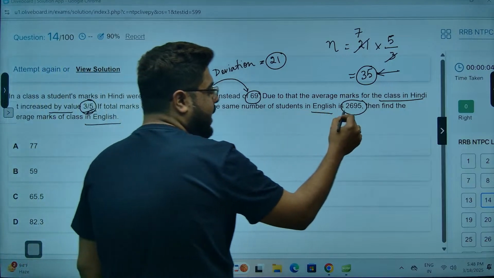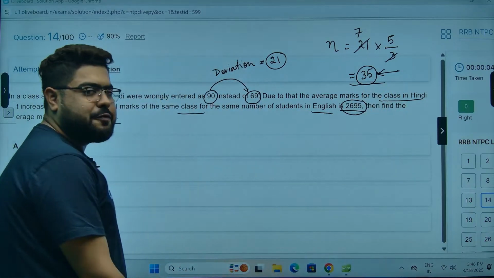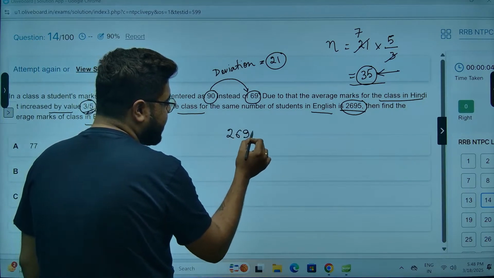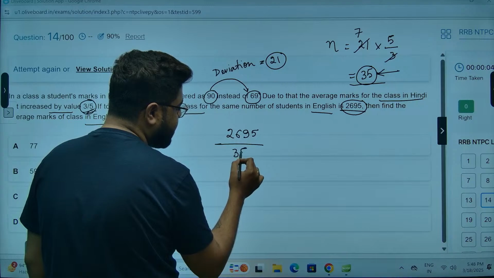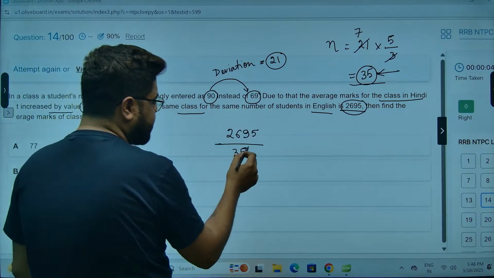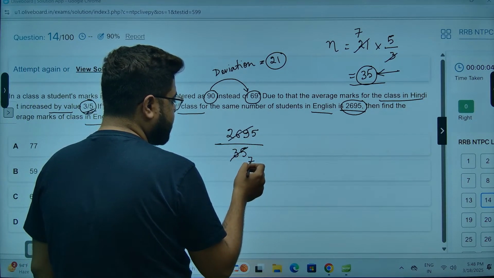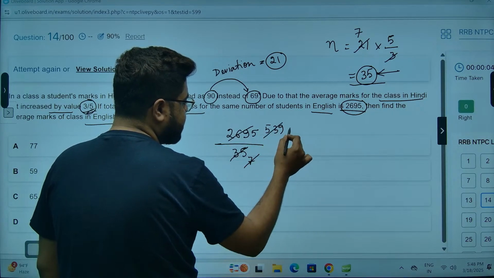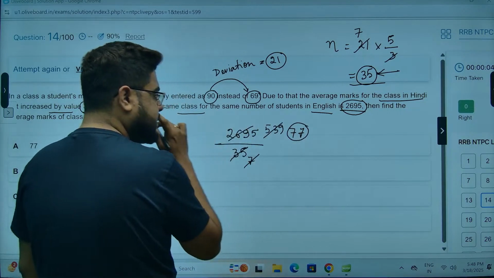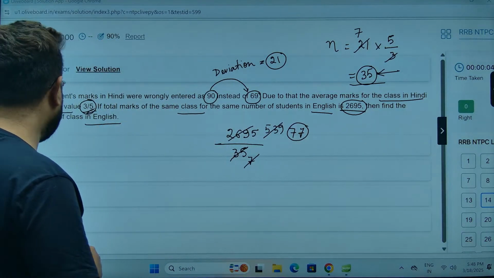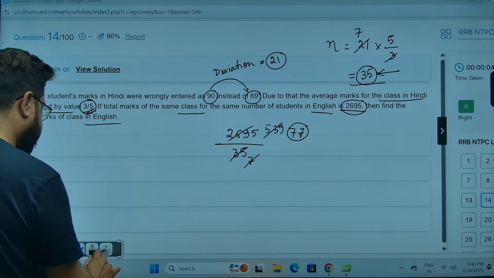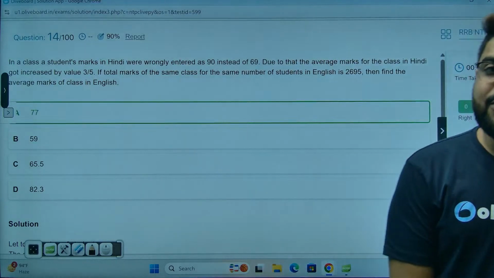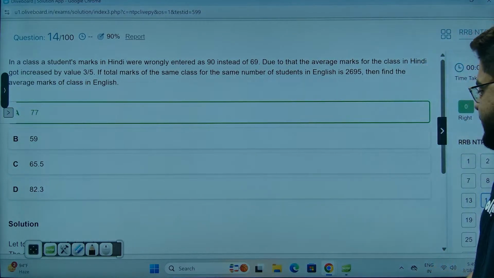Now, total marks I know, total number of students I know. Can I find my average? 2695 divided by 35. How much is that? 5 fives are 25, 19 threes are 9, 7 sevens are 49, so 77. Option number 1, 77 is the correct answer for this.